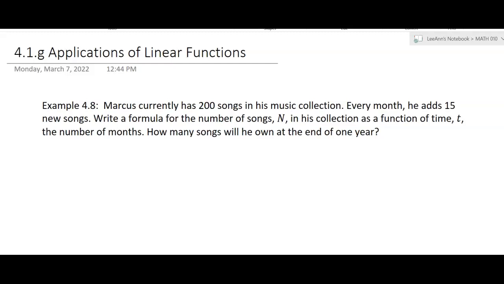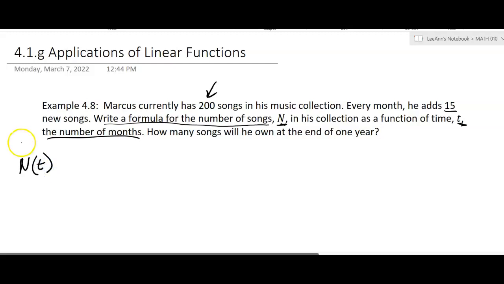So now we have a couple examples where we could use something like a linear function. Marcus currently has 200 songs in his music collection. Okay, that's what he has right now, 200. Every month, he adds 15 new songs. Write a formula for the number of songs n in his collection as a function of time t, the number of months. So it's going to be n of t.